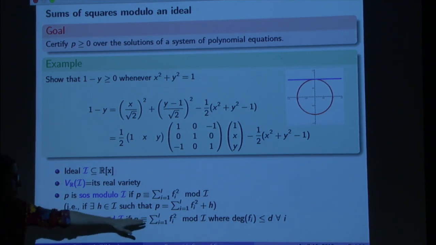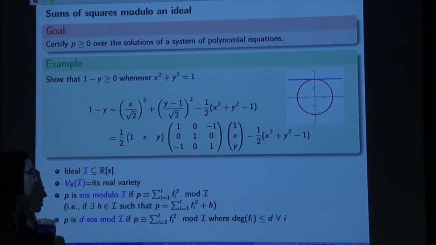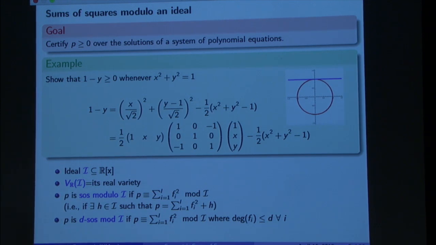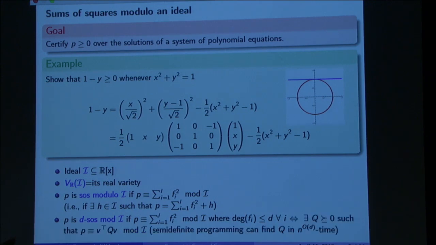If it so happens that every polynomial that I'm squaring has degree at most d, then I'll say that this is a degree-d sum of squares modulo my ideal. And this d, this degree, really represents the hardness of the problem. If d is small, then it's going to be a nice, tractable problem. If d depends on the number of variables, then this is probably a very, very hard problem.